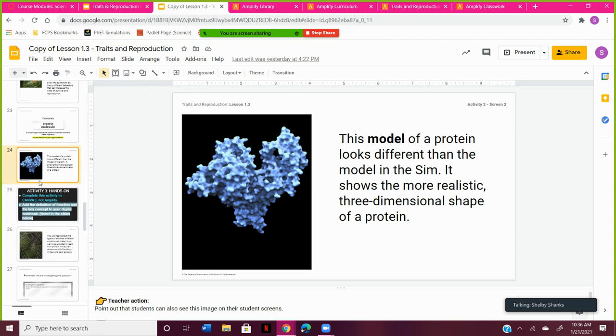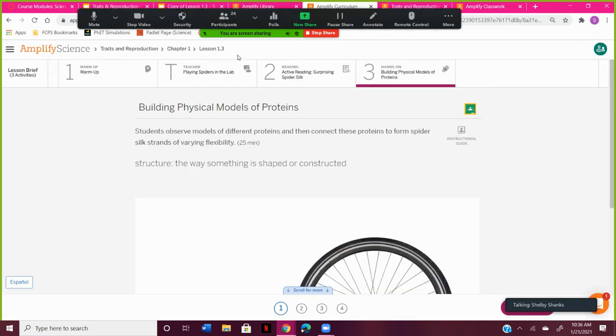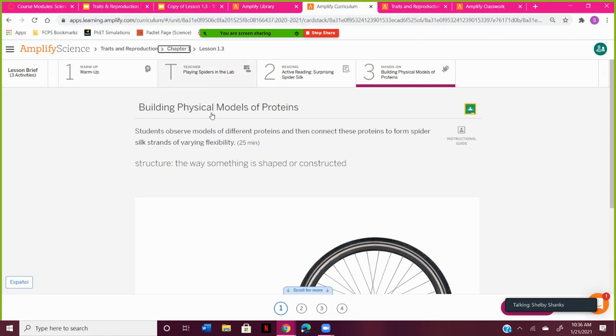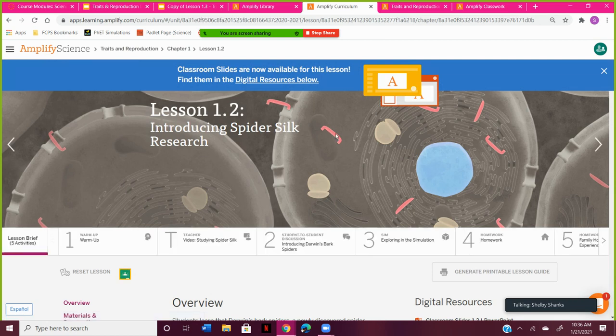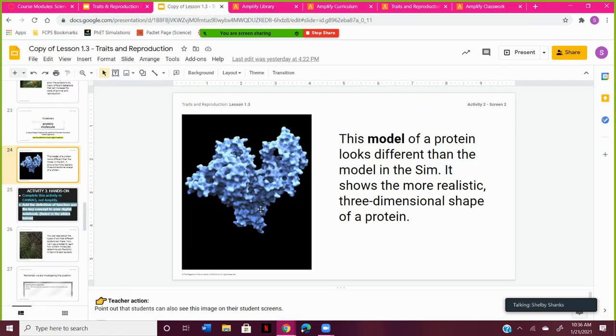What we saw in that sim yesterday were those little red pieces. Actually, let me see if I can go to it real quick. I'm going to go to 1.2 and show you what I'm talking about. When we looked in the sim, you guys saw these little red things. Okay, these were the things floating around in that cell. So those are the protein molecules. Right, that's what that was talking about. But this is an actual 3D model of a protein molecule.